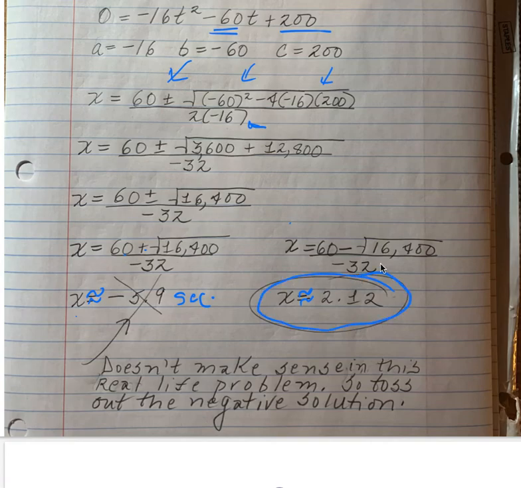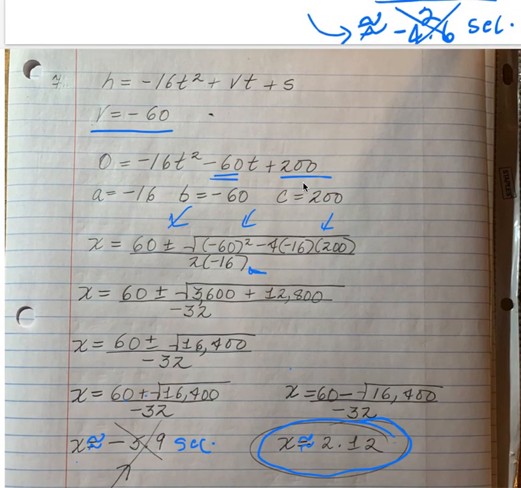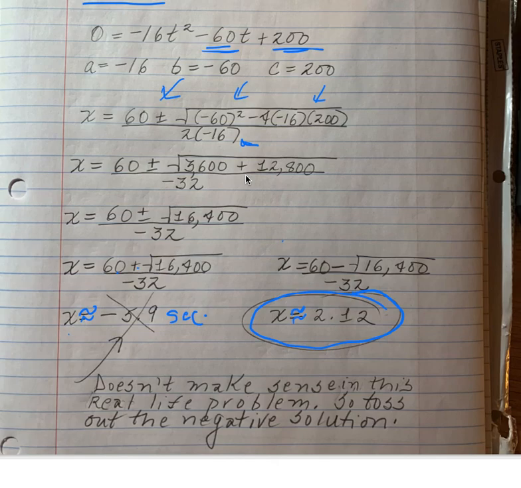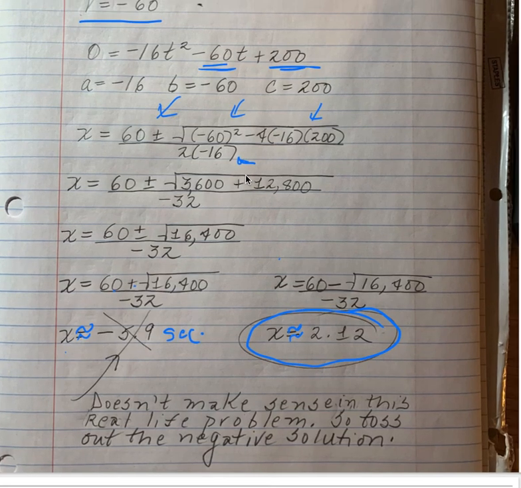So it's going to take about 2.12 seconds to reach the ground here, given these conditions that they gave us before, this height and this initial velocity and so forth. All right, so that is the end of section 9.6.